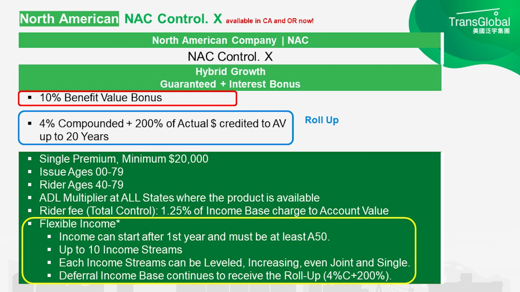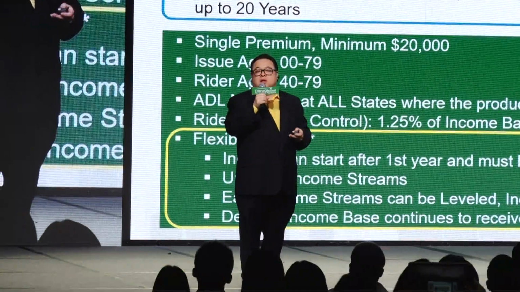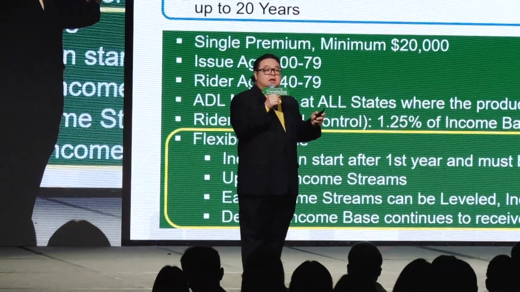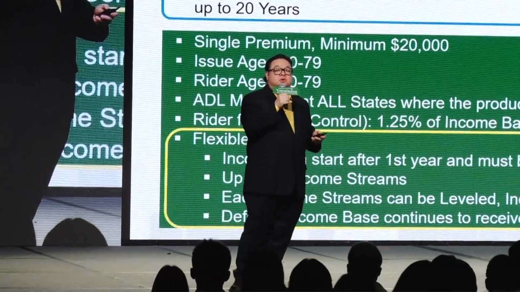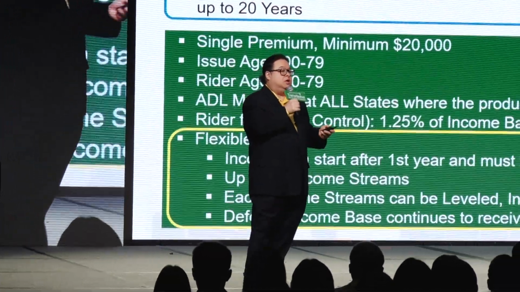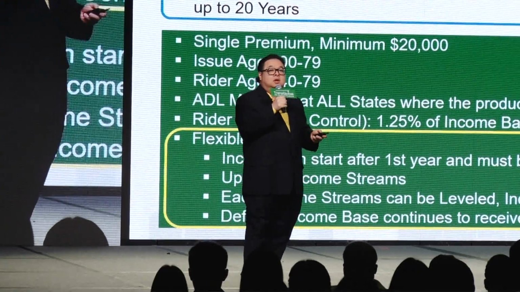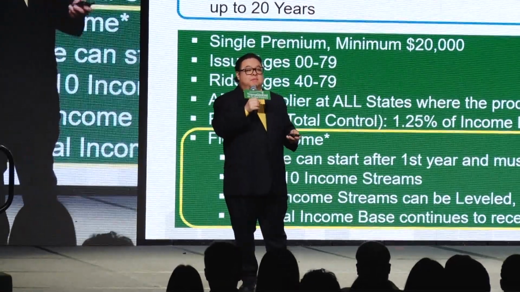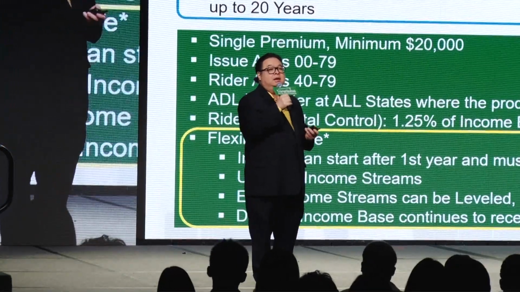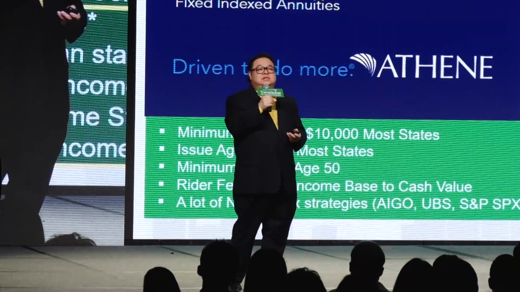They also have some special features that you can start the income several times. So for example, you can start your 50% of benefit value for leveled and another 50% for increase. Or you can start your 25% for single income, another 25% for joint income, and then leave the rest in the annuity still and keep growth. And they also have 2 of the 6 ADL.